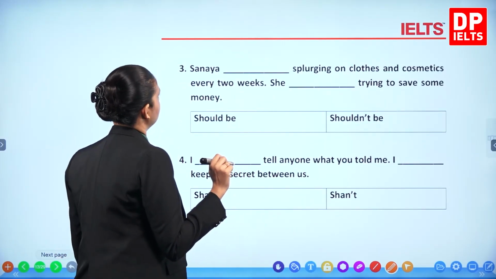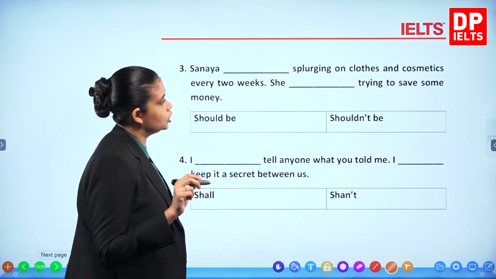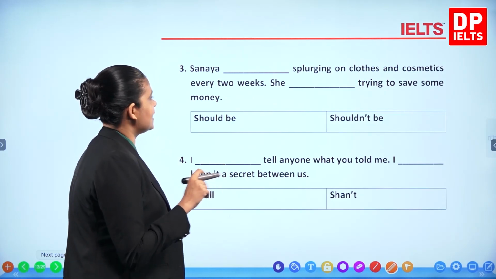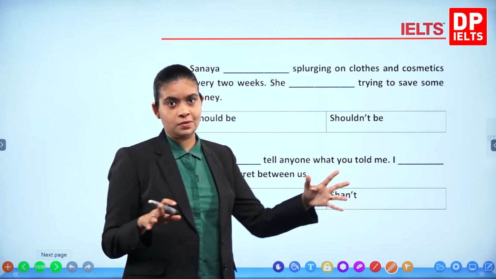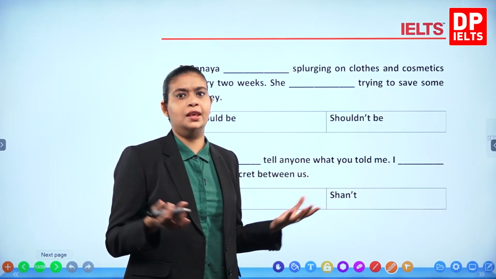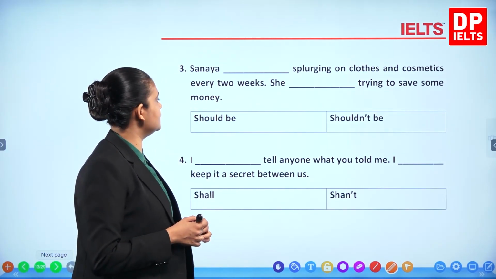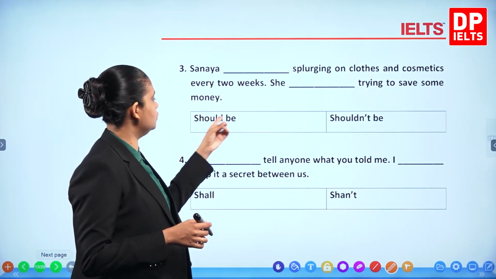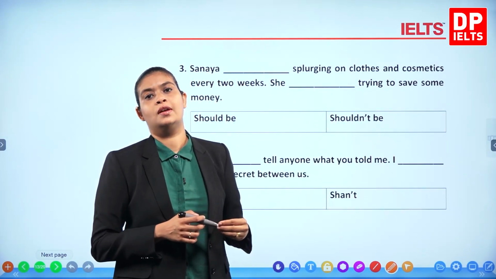Okay, moving on to the third one. Sanaya blank splurging on clothes and cosmetics every 2 weeks, okay? So splurge or splurging means you're spending freely, extravagantly. You're not thinking about it, okay? She blank trying to save some money. Should be or shouldn't be, which one comes to which blank?